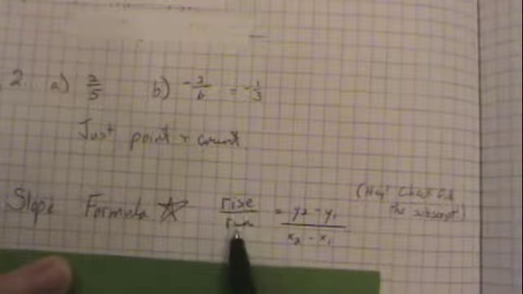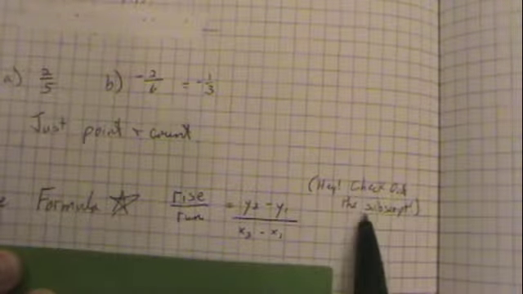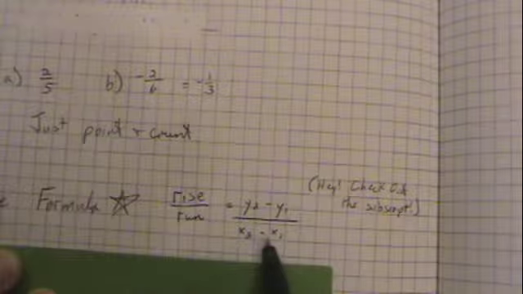Slope formula is rise over run, which is equal to y2 minus y1 over x2 minus x1. This says, hey, check out the subscript. These numbers, 2 and 1, are a little bit smaller and a little bit below the y. That's how you write this properly.